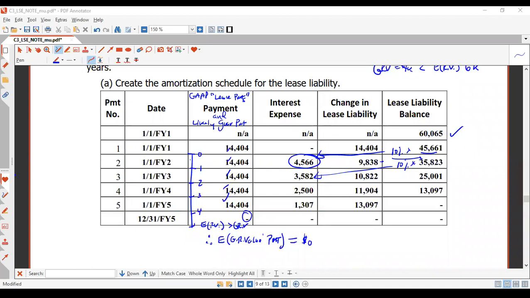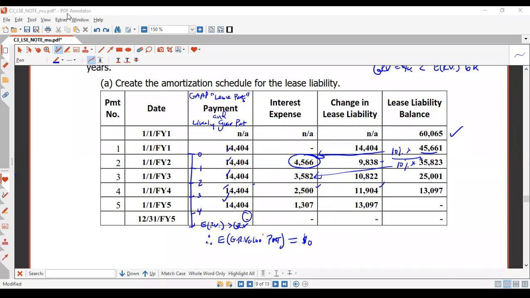But if you look at this, here's an amortization schedule for a finance lease. Every time, the interest expense plus the amortization will equal the payment. So here's the interest expense of $2,500 in year 4. Here's the amortization, which is the change in the lease liability. You add them together, you get 14,404. Every time that's going to be true.